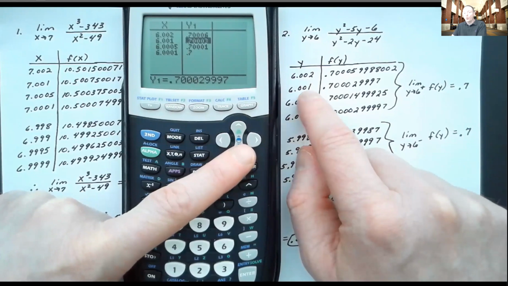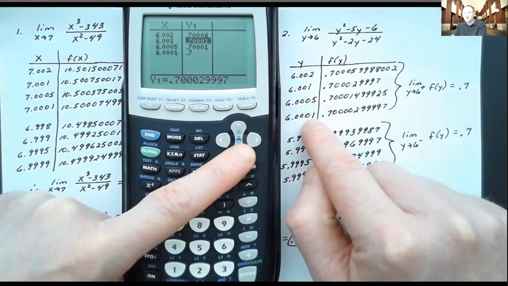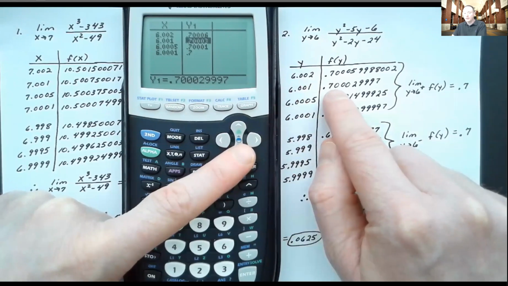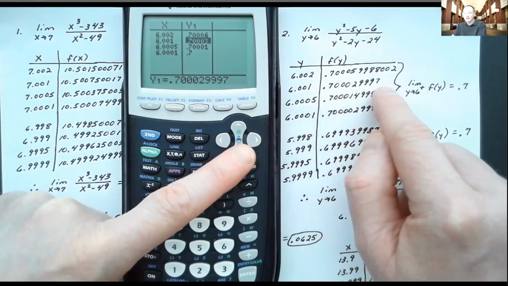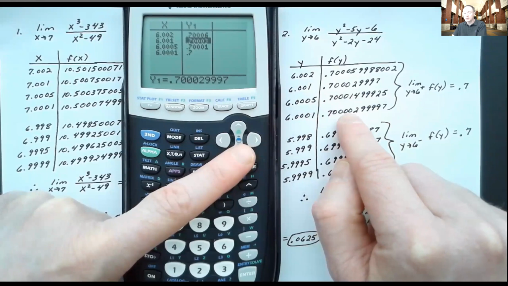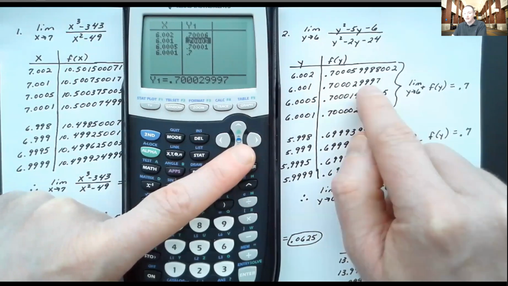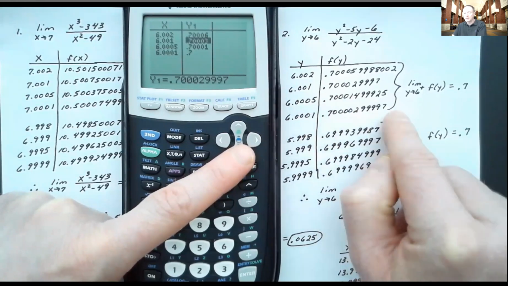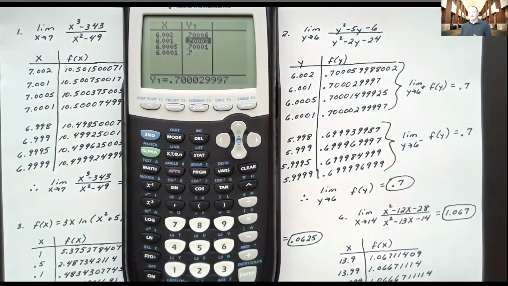If you go from 1/1000th of a distance away to 1/10,000th of a distance away, you go from a number of 0.7 and 3 zeros, 29997, to 0.7 and 4 zeros, 29997. It also added another 9 between this 2 and 7. So I can definitely see a pattern.